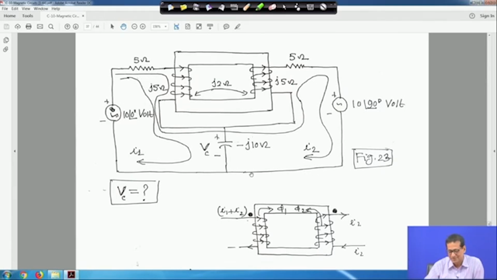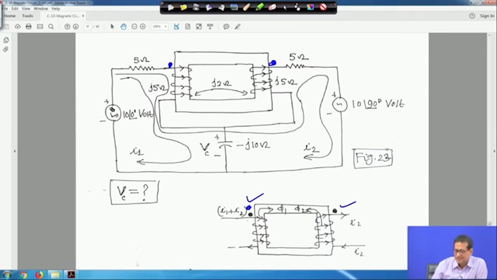The dots and other things are not mentioned, so here the dot convention is taken. Current is entering here, where a dot is taken. In this case another dot is taken here, where the current is leaving, and here the current is entering. These two dots we have taken.